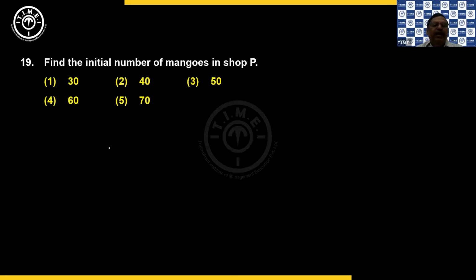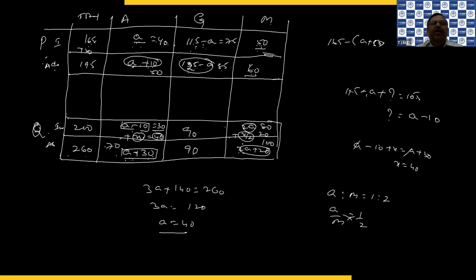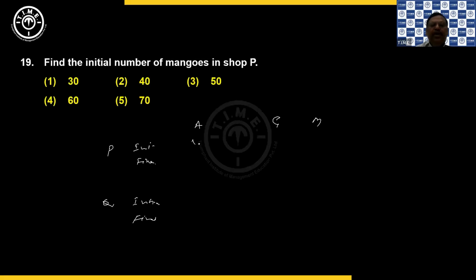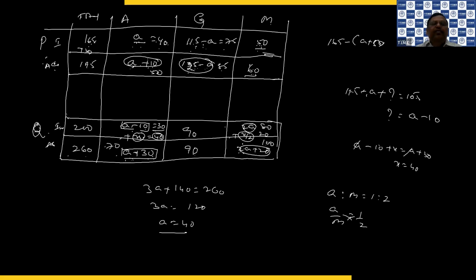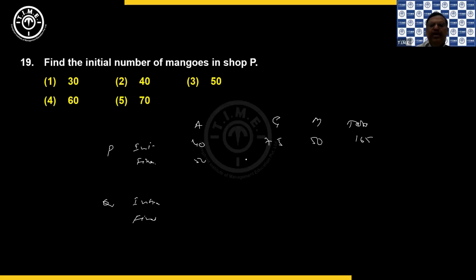Otherwise, if you want, I can write down P initial and final, and Q initial and final. I'm just writing because it's an online class, and for some of you it may not be very clear, especially if you are watching on mobile. So that's the reason I am writing, friends. A, G, M. So you can see here, please: 40, 75, 50. Total is how much? 165. Next, final: 50, 85, 60, total is 195.